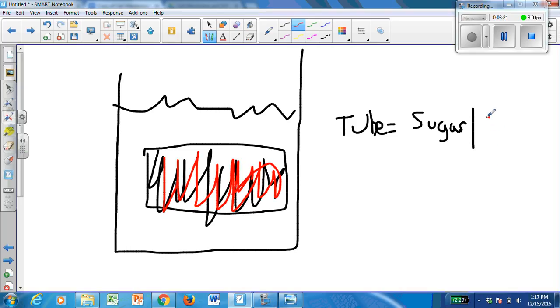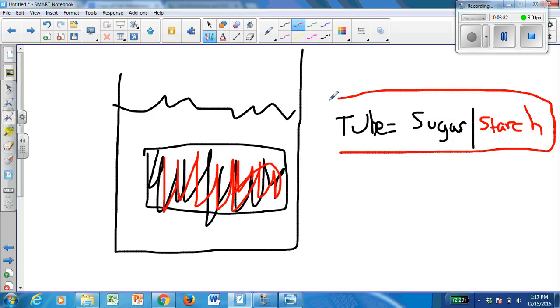Okay, sugar and starch, the two of them together. So what you're looking for, okay, we let this sit for 15 to 20 minutes. We want to see if any of this sugar and starch actually diffused out of the bag into the surrounding water. That's what we're looking for. So we're going to have to test the water.